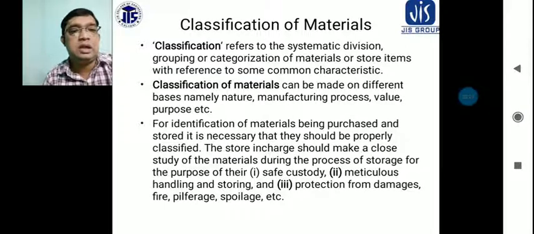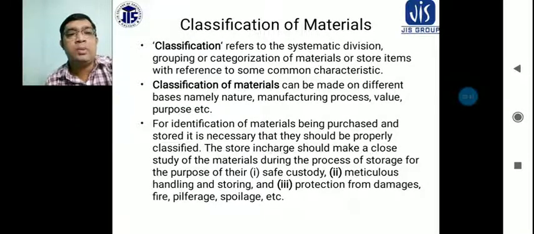Another thing is that meticulous handling and storing procedures will be considered, along with protection from damage, fire, pilferage, spoilage, etc. Protection from the different types of damage will also be considered.